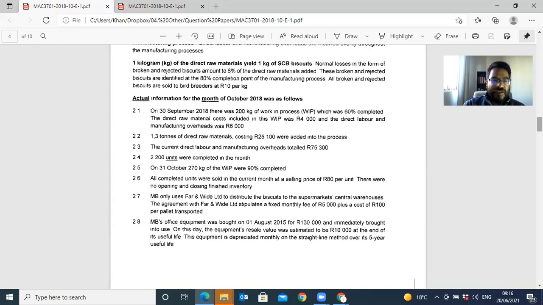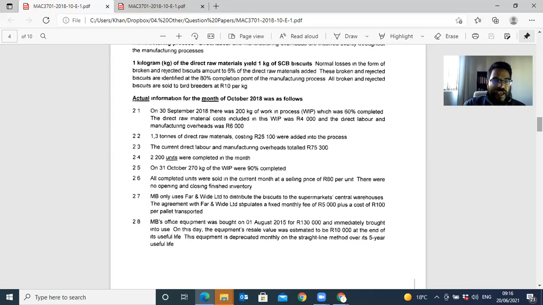All completed units were sold in the current year at a selling price of 80 Rand per unit. There were no opening and closing finished inventory. MB only uses F&F to distribute the biscuits to the supermarkets. The agreement with F&F stipulates a fixed monthly fee of 5,000 Rand plus a cost of 100 Rand per pallet transported. Okay, so we're going to have to work out those costs. So there's a distribution cost, which is fixed and variable.